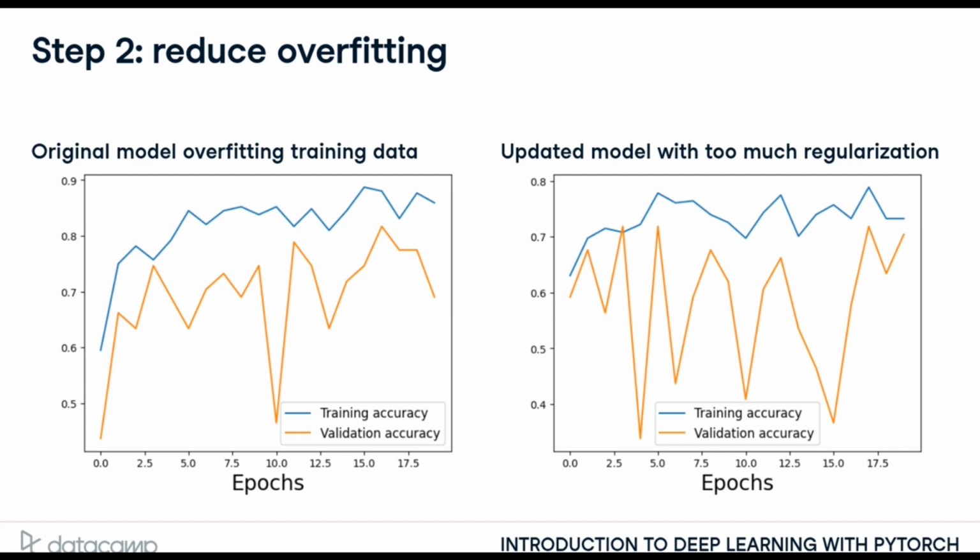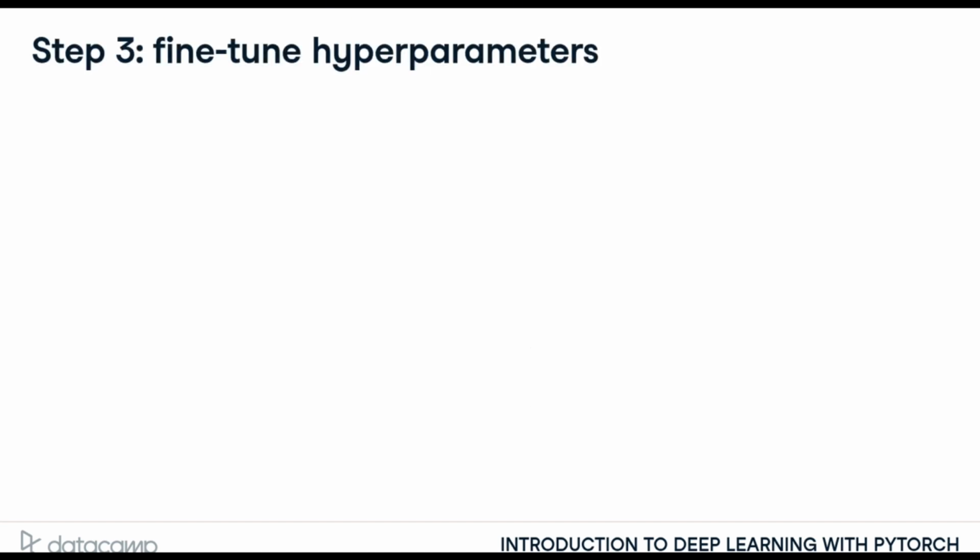The original model overfits the training set, achieving high accuracy but failing to generalize well to new data. In contrast, with too much regularization, the updated model shows a drop in training and validation accuracy, limiting its ability to learn effectively. This highlights the importance of balancing overfitting reduction strategies while closely monitoring key metrics to find the best performing model. Once we're satisfied with performance, the final step is fine-tuning hyperparameters.